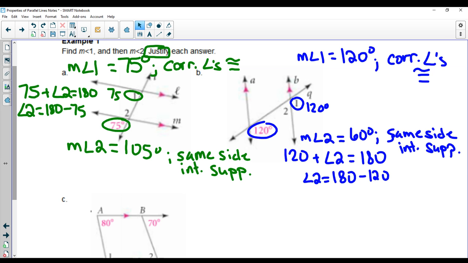Now notice these examples only covered corresponding and same side interior. You might be prompted to use the other relationships. Alternate exterior, alternate interiors, or same side exteriors. And maybe you could even use a vertical angle or two if they pop up. You just have to pay attention to what you're given. Okay?